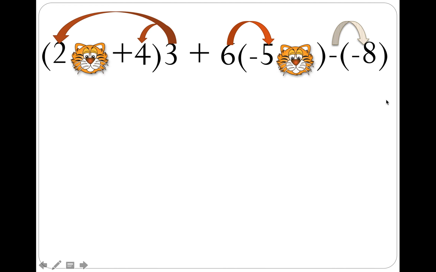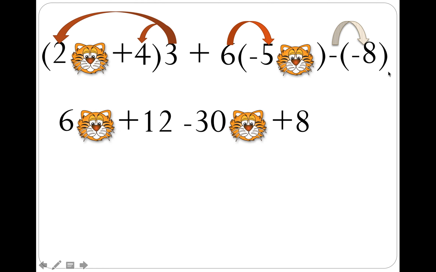Or you can think of it as a flipper. If you have a subtraction symbol outside of parentheses, it's just going to flip everything inside to the opposite. So this negative 8 is going to get flipped to positive 8. We distribute and get 6 tigers plus 12 minus 30 tigers plus 8.